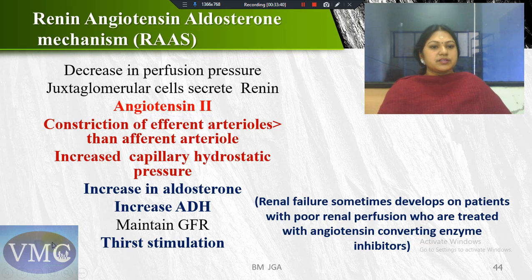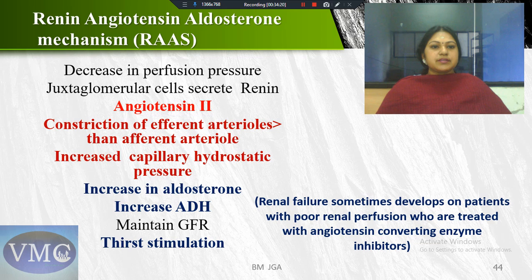This also causes an increase in aldosterone secretion, and an increase in ADH secretion from your posterior pituitary. So these also cause reabsorption of sodium and reabsorption of water, and this maintains your GFR. The angiotensin also causes thirst stimulation. Renal failure sometimes develops in patients with poor renal perfusion who are treated with angiotensin converting enzyme inhibitors. These are the drugs which can prevent the formation of angiotensin 2. These are antihypertensive drugs.